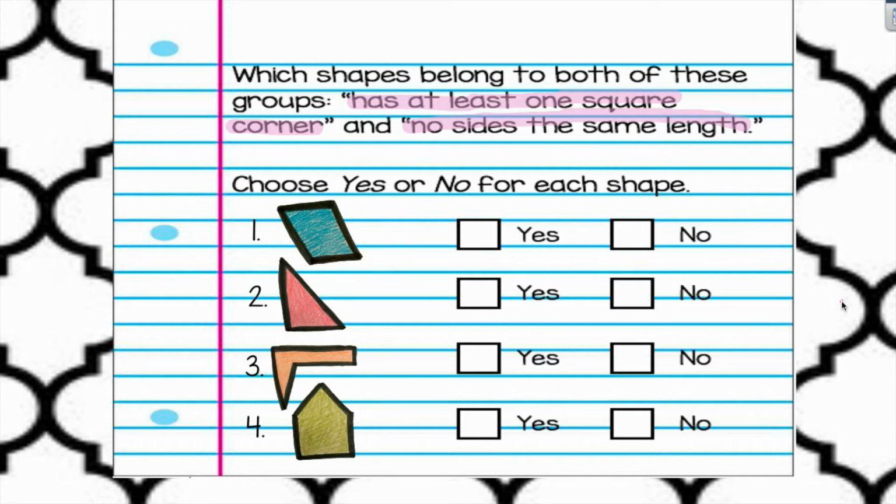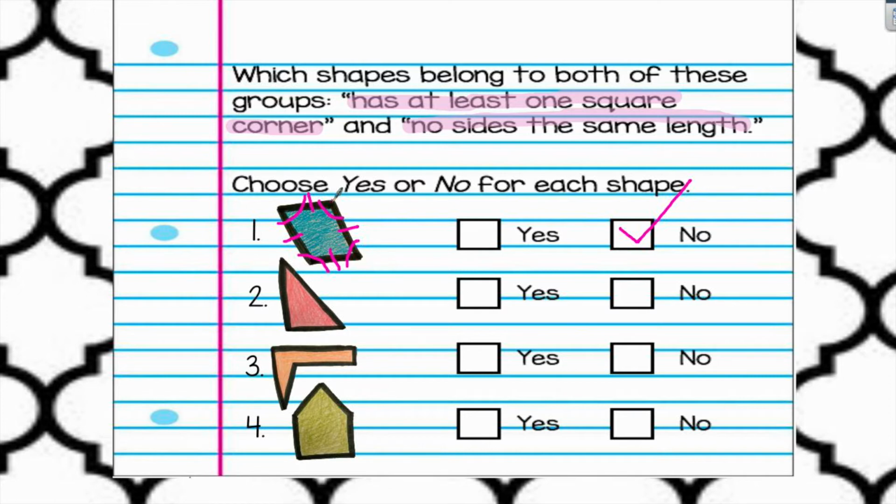The first shape that we see looks somewhat like a rhombus. I know that a rhombus has no square corners. I also know that a rhombus has sides of equal length. Because of this, I'm going to have to mark no for this shape because it does not have a square corner and it has sides of the same length, so it does not belong to the group.